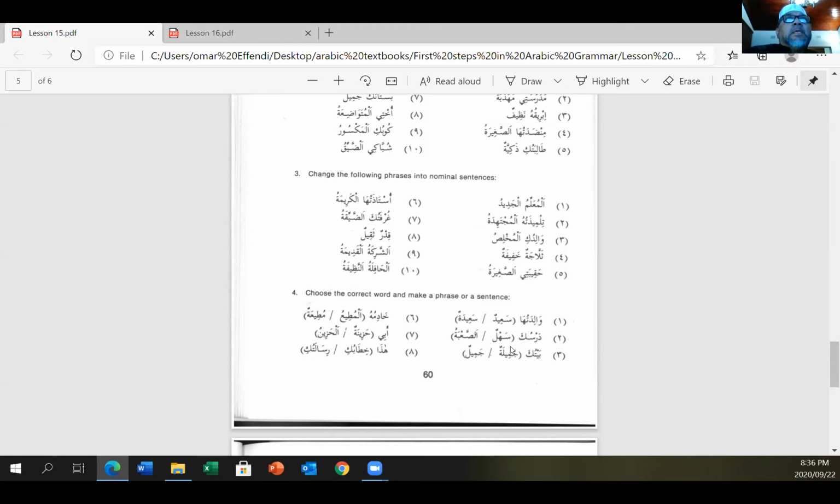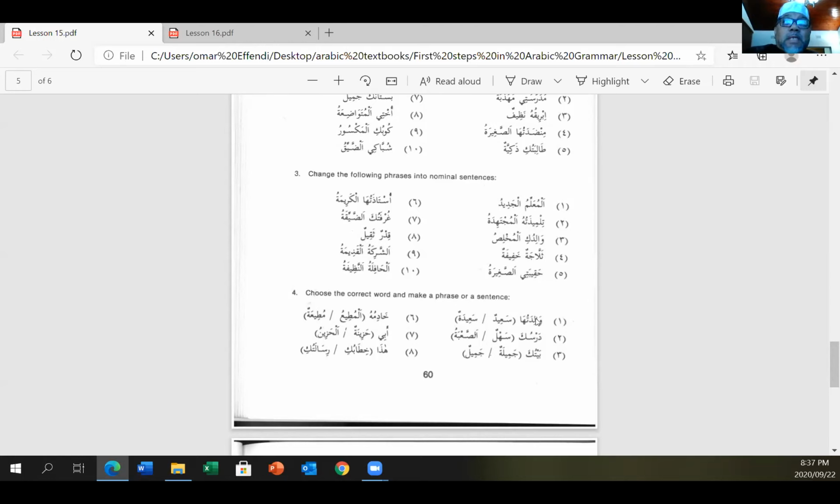The first one here, walidatuha will become which one? Number 4, sorry. Walidatuha, is it sa'idun or sa'idatun? How do I determine which is the proper word that you're going to use here? This is now a complete sentence. Why do we say it's a sentence? That is the mubtada, meaning the subject, and sa'idun or sa'idatun is the khabar, meaning the predicate.